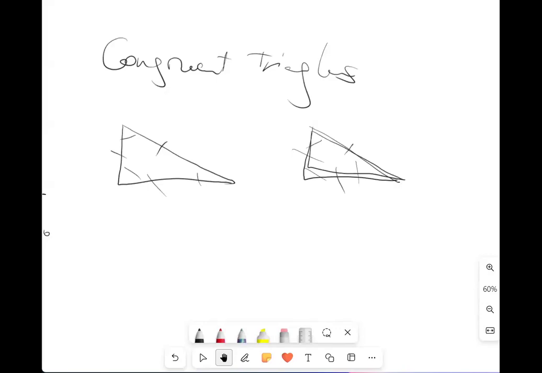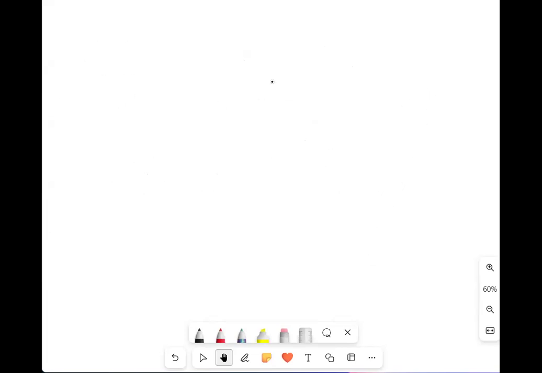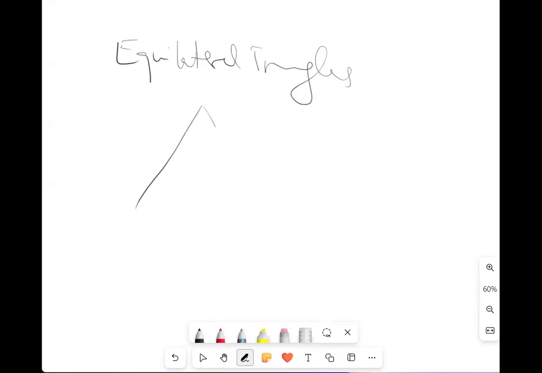We talked about isosceles and the equilateral triangle. They have special properties. So you have an equilateral triangle. We talked about it, right? This side is equal to that side is equal to that side. This angle will be equal to that angle will be equal to that angle. They're all the same.